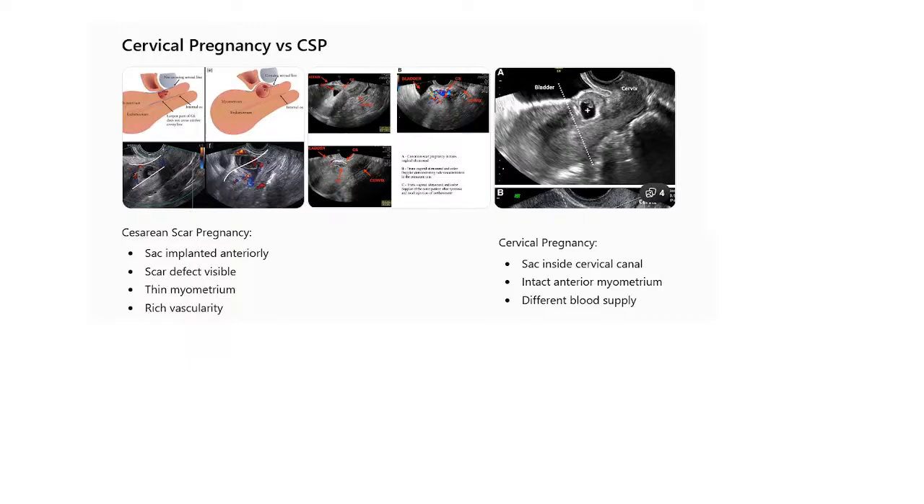So cervical ectopic pregnancy versus cesarean scar ectopic pregnancy, those are some of the things that can be confusing. The cesarean scar ectopic pregnancy has a sac implanted anteriorly, a visible scar defect, and thin myometrium with rich vascularity, whereas a cervical pregnancy has a sac inside the cervical canal, intact anterior myometrium with a different blood supply.